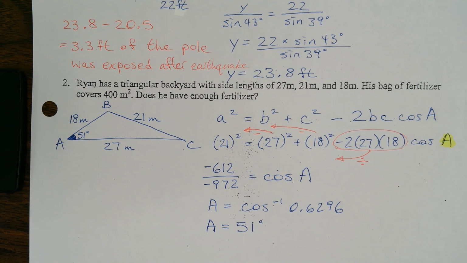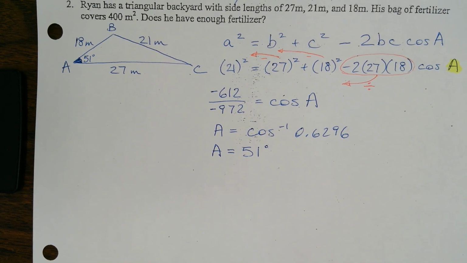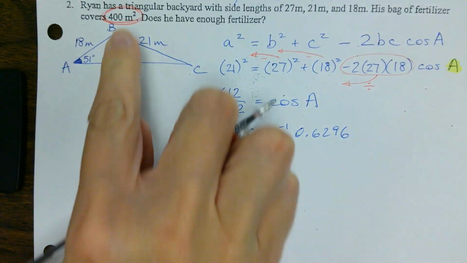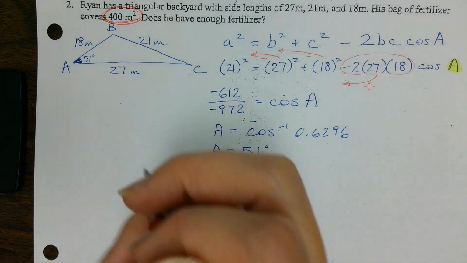Okay, now I'm stuck again. Okay, sorry, let me move it up. I solve for an angle. How is that going to help me? What am I trying to find next? Right? Yeah, I'm trying to find the area of the triangle because I'm given 400 meters square. So, we'll get to it. We'll get to it.